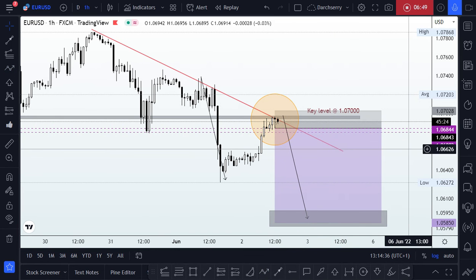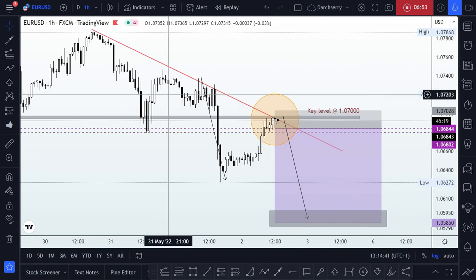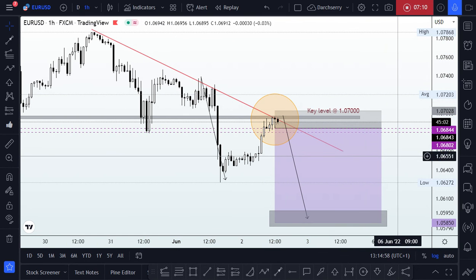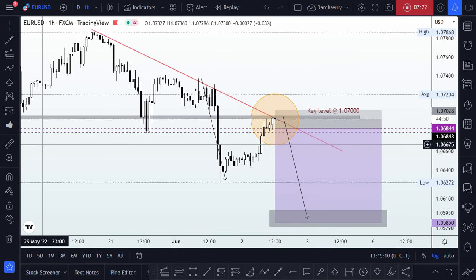Going into the New York session, we have two parameters that will be our guide going forward. The first one is the key level at 1.07000, below which we want to see price rally. The second one is the bearish trend line, below which I'm looking forward to seeing price continue to rally. On this note, I would like to pause the video, and please note that regular updates will be shared in the comment section of my TradingView account for reference purposes as price action is being monitored.